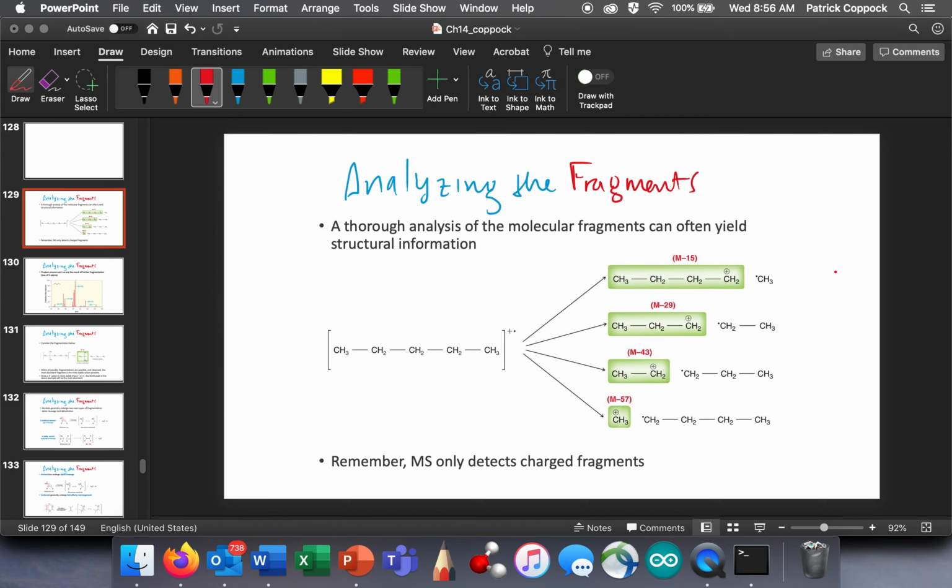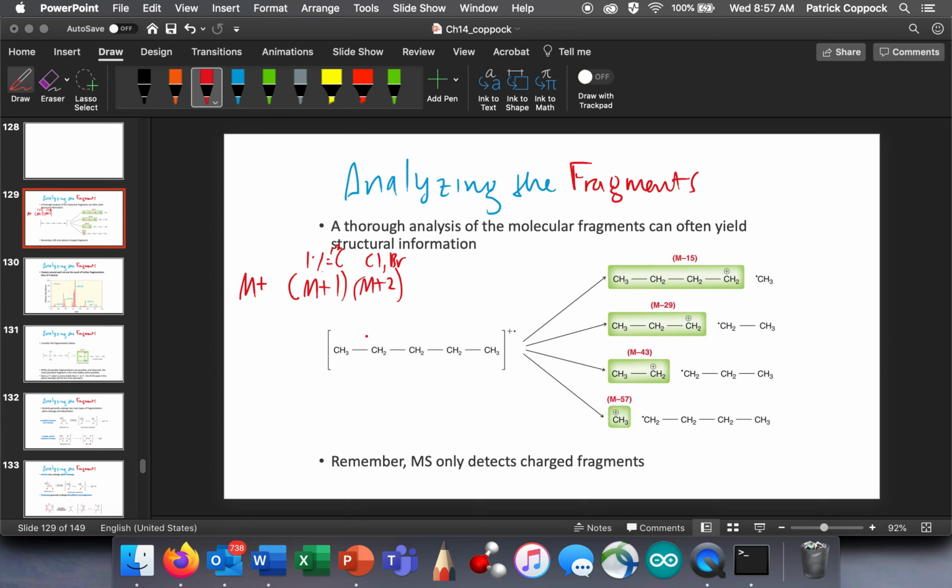Okay, so now we're going to talk about analyzing the fragments, right? Remember, we get some compound and we take away an electron, and we get the molecular ion peak. Then we take away another electron, or the molecular ion fragments, and we get all these pieces. We also talked about the M+1 peak, and that happens because 1% of carbon is carbon-13. We also talked about the M+2 peak, and that was mostly because of chlorine and bromine. But now we're going to talk about the fragments, okay?